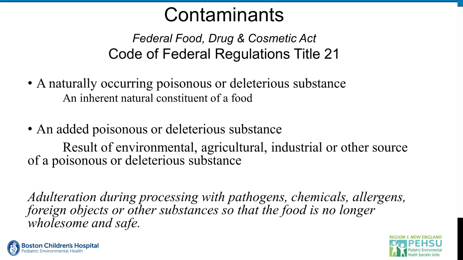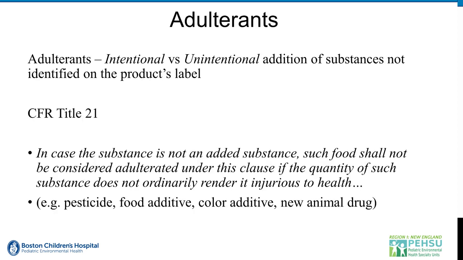Adulteration happens during processing with pathogens, chemicals, allergens, foreign objects, and other substances so that the food is no longer wholesome or safe. And finally, adulterants are either intentionally or unintentionally added to food, and they're not on the product's label. In the case of a substance that is not an added substance, such food shall not be considered adulterated under this clause if the quantity of such substance does not ordinarily render it injurious to health. For example, as Peter discussed, a pesticide, a food additive, a color additive, or a new animal drug.